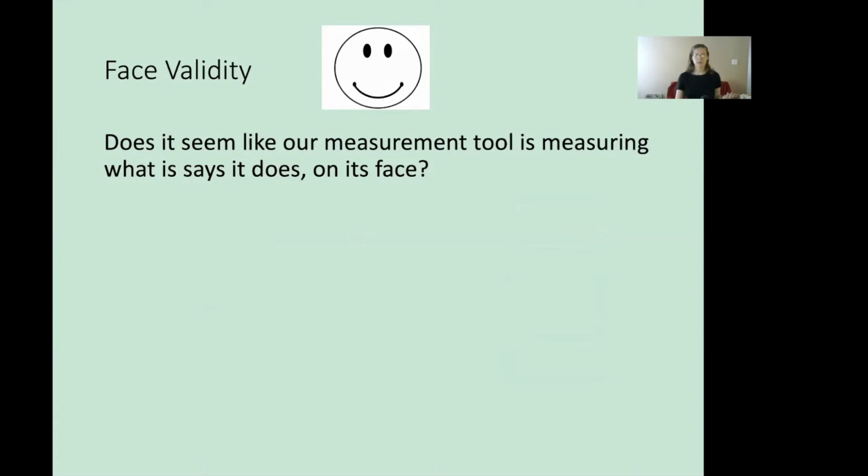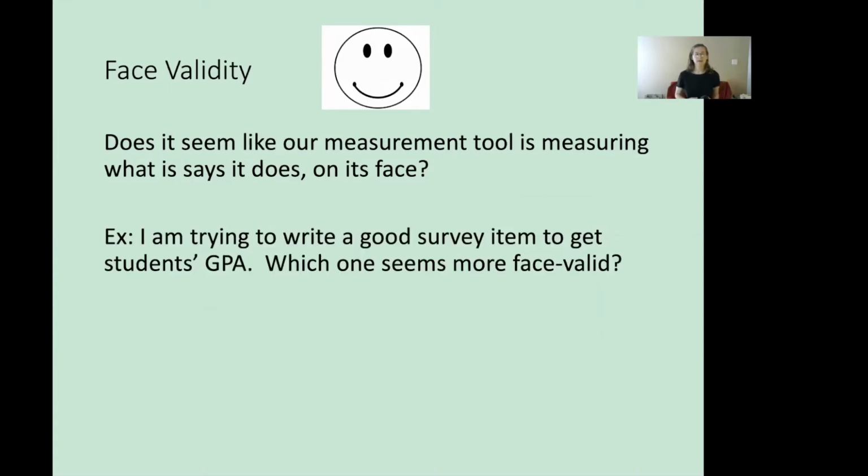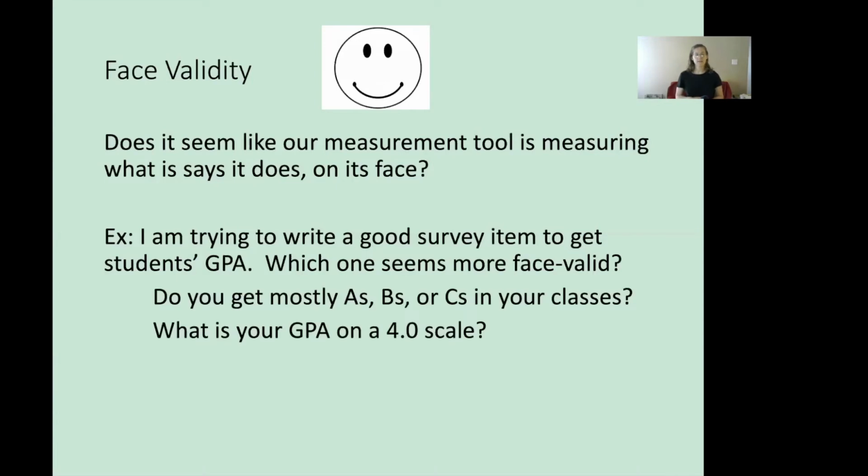Here's another example. If I'm trying to write a good survey item to ask students about their GPA, let's look at a couple examples and see which one seems more face valid. We can ask them, do you get mostly A's, B's, or C's in your classes? Or we can ask them, what is your GPA on a 4.0 scale? Now remember, validity means accuracy. So which one of these questions do you think will give us a more accurate result?